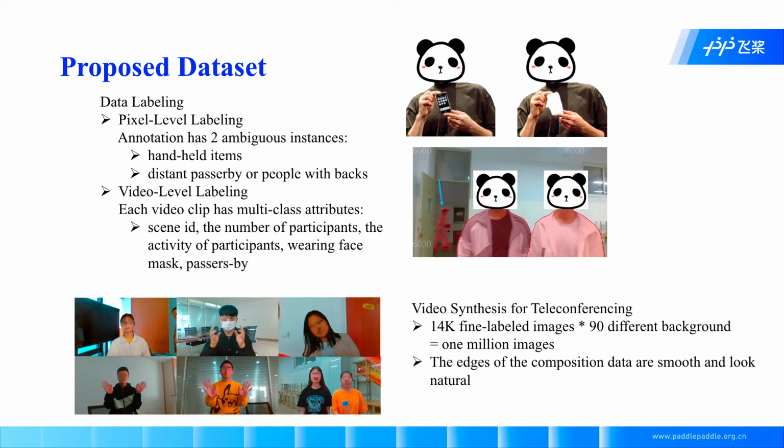We also collected pure background images in different scenes. Then we use a simple video composition strategy to augment the dataset. More labeled images are composed of the extracted portrait parts and the pure background. We generate 1 million images eventually. Due to the high quality annotation, the edges of the composition data are smooth and look natural.